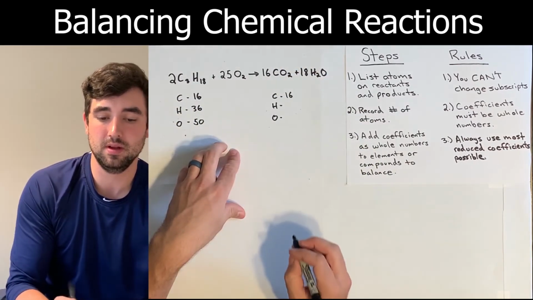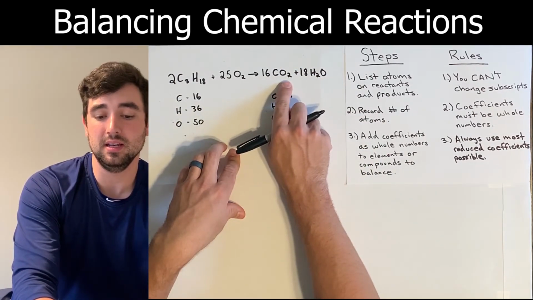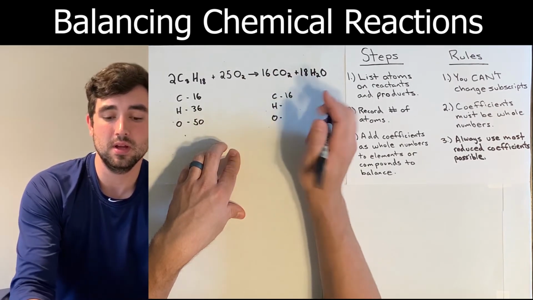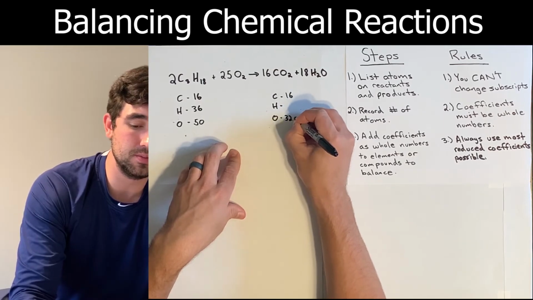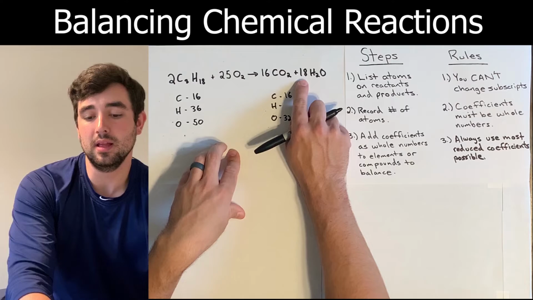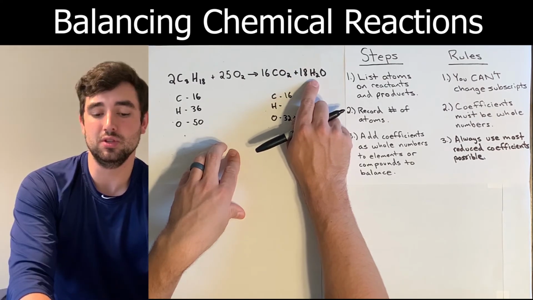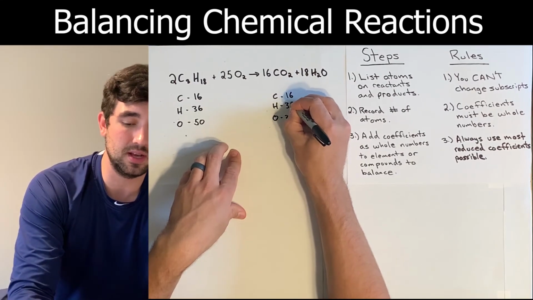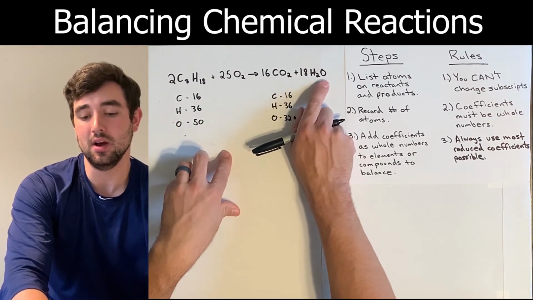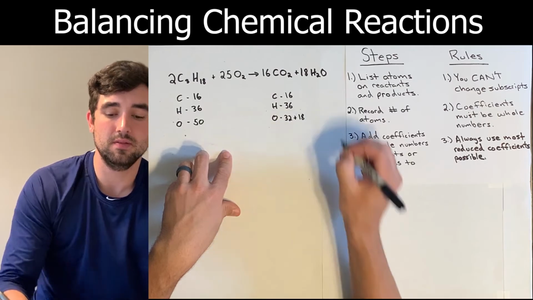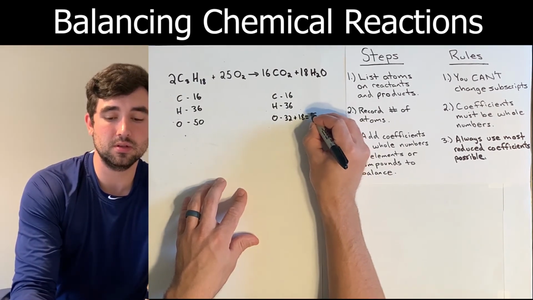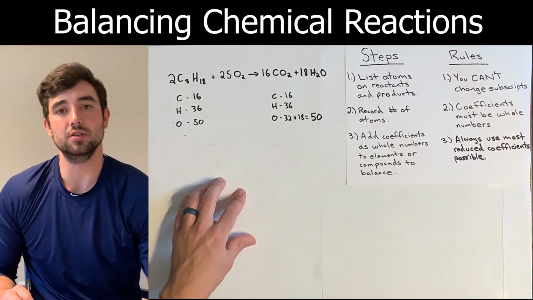On my product side, I have 16 carbons. That's looking pretty good. I have 16 times 2 oxygens will be 32. So I have 32. I'm looking at H2O now. I have 18 times the 2 hydrogens, gives me 36 hydrogens. That's good. And I also had the 18 oxygens for that compound. So I had 32 plus 18, that equals 50 oxygens.